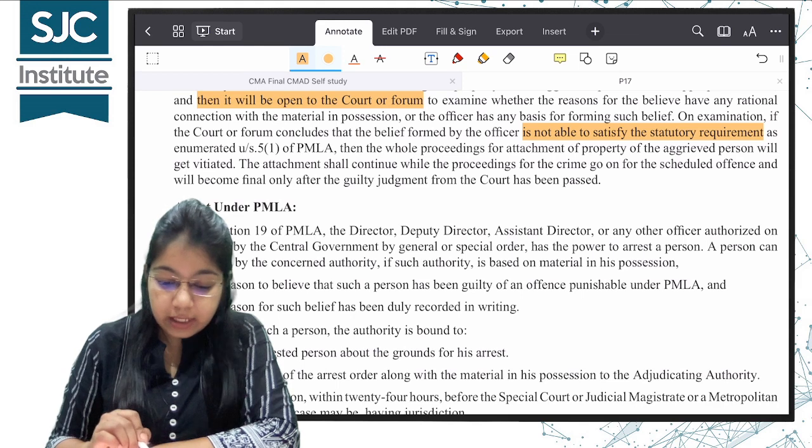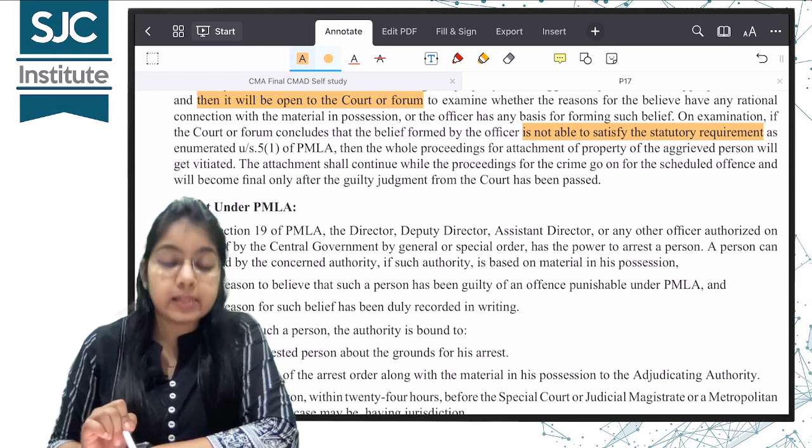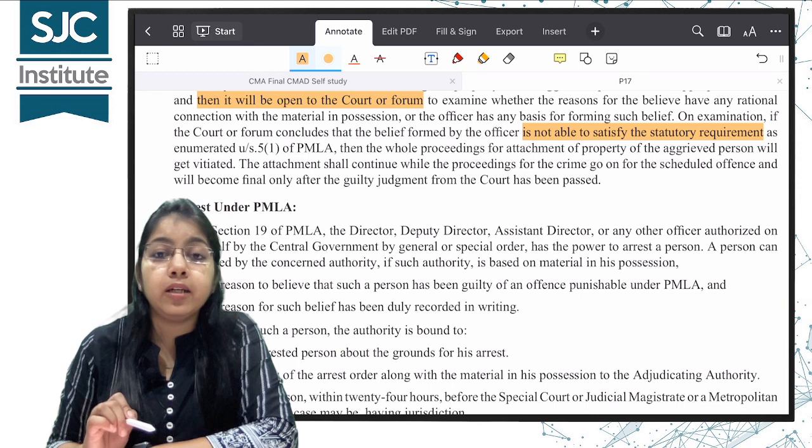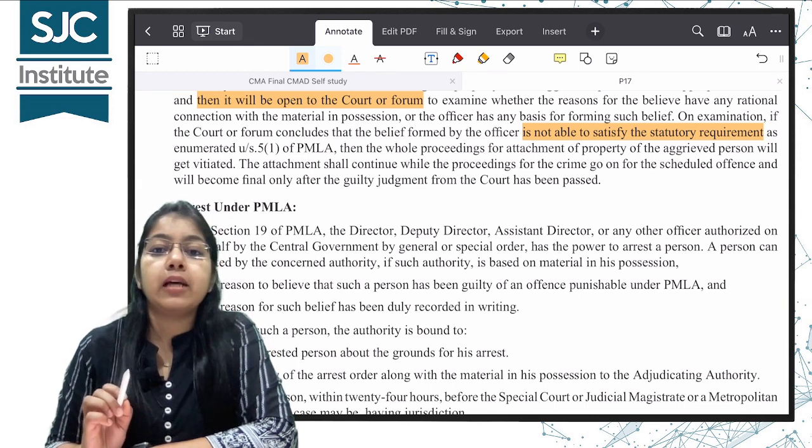The attachment shall continue while the proceedings for crime go on for a scheduled offence and will become final only after the guilty judgment has been passed.